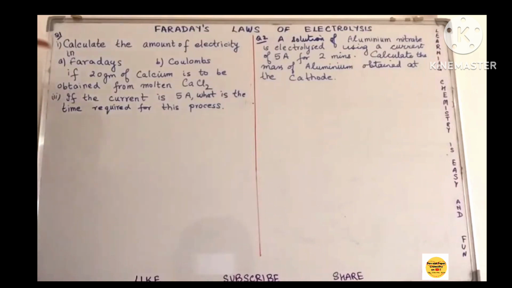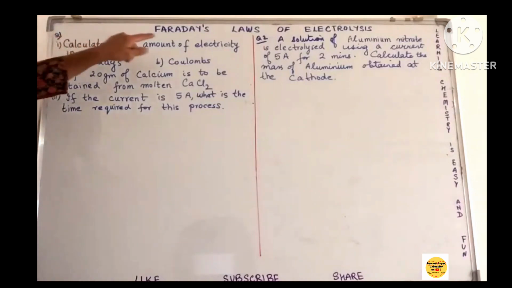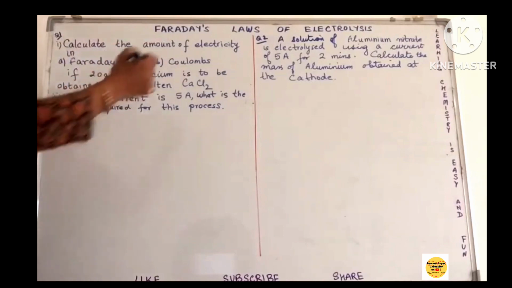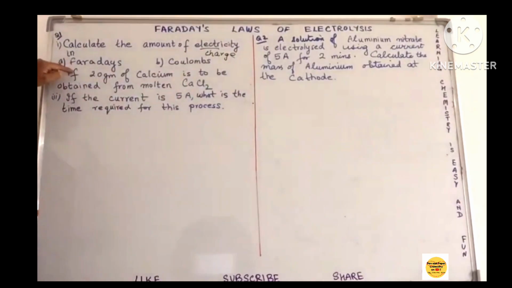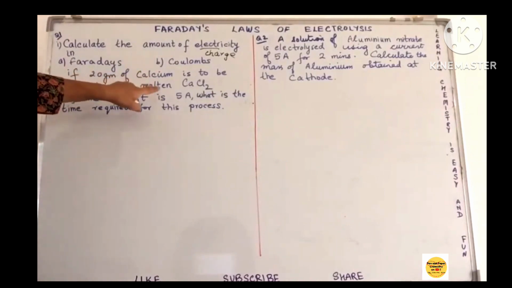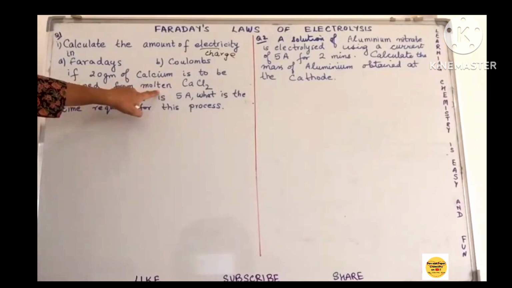Okay. I've put in two numericals here because without attempting the numericals, this topic is meaningless. And I'm sure once we do the numericals, then you'll think, oh, Faraday's laws were so easy. Why was I getting so confused? Right? First numerical says calculate the amount of electricity, or you could also say the amount of charge, in Faradays and in coulombs required to produce 20 grams of calcium from molten calcium chloride.